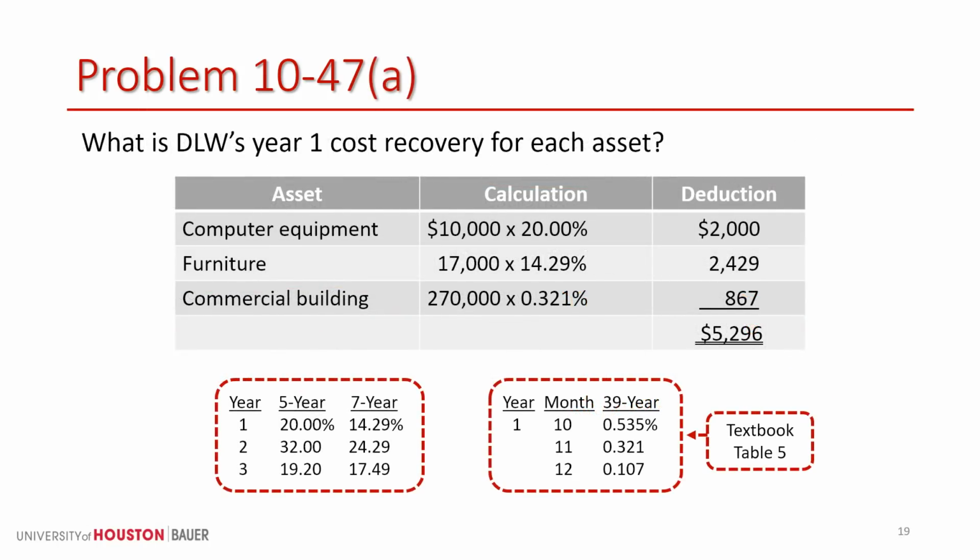Okay, so we have to find the right table. With respect to the equipment, we said that that was a 5-year asset, so the first year would be 20%. The furniture we said was 7 years, so we can see that that is 14.29% the first year. And the building, we have to use a special table for, which is in your textbook. If you hunt around, you can find it.